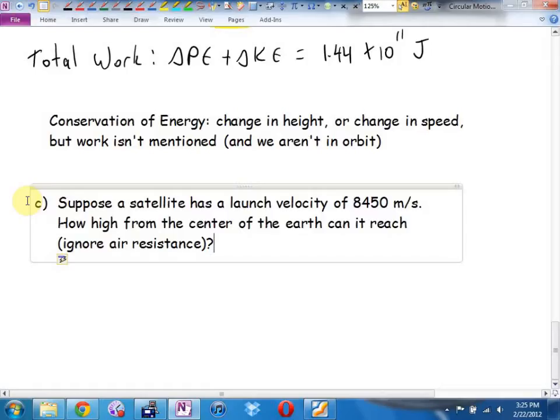Does this question imply that we're in a stable orbit? Far from it. I think it implies it's going to fall back down. Okay, so am I going to go Fg equals Fc? No. Does this question ask how much work? What is this question asking? How far? This is a job for conservation of energy, because is there a change in height? Yeah. Is there a change in speed?